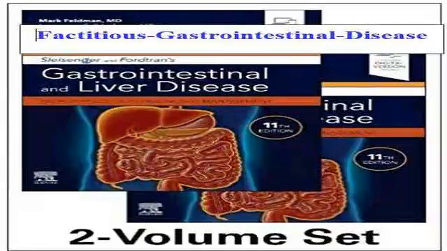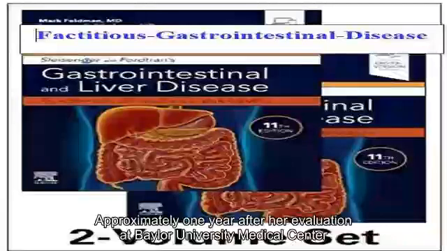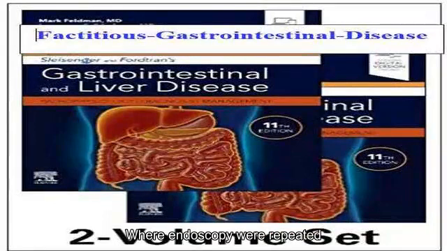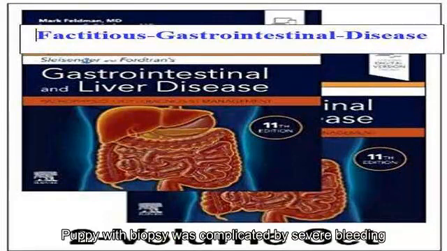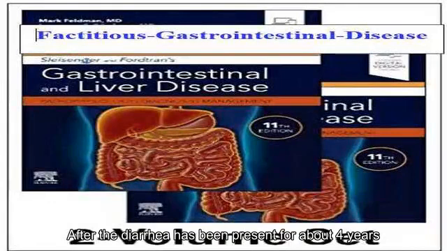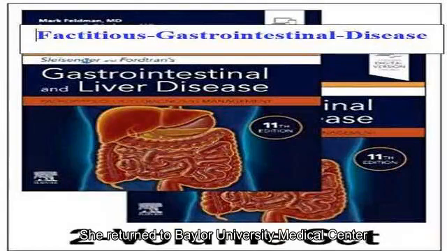Approximately 1 year after her evaluation at Baylor University Medical Center, the patient went to another medical center, where endoscopies were repeated, but no diagnosis was forthcoming. A colonoscopy with biopsy was complicated by severe bleeding, and she required transfusion of multiple units of blood. Owing to continuing weight loss, parenteral nutrition was begun. After the diarrhea had been present for about 4 years, she returned to Baylor University Medical Center.